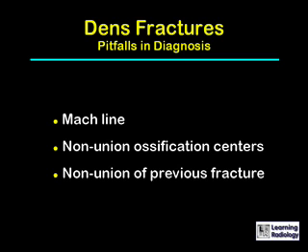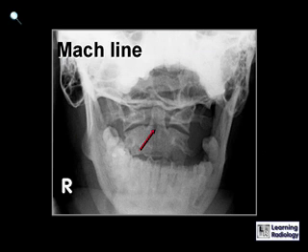There are several pitfalls in the diagnosis of a Dens fracture. There may be something called a mock line, which may imitate a Dens fracture. There may be non-union of the ossification centers of the Dens on a congenital basis, or there can be non-union of a previous fracture of the Dens.